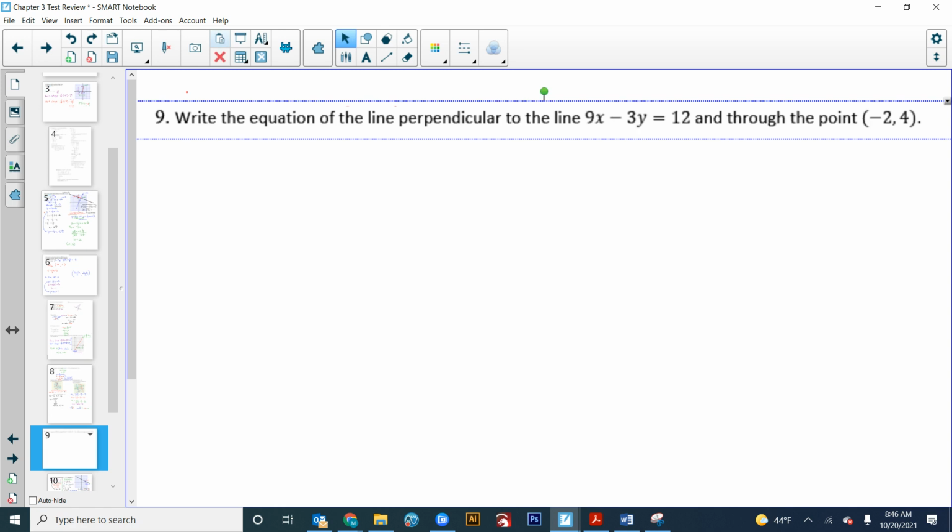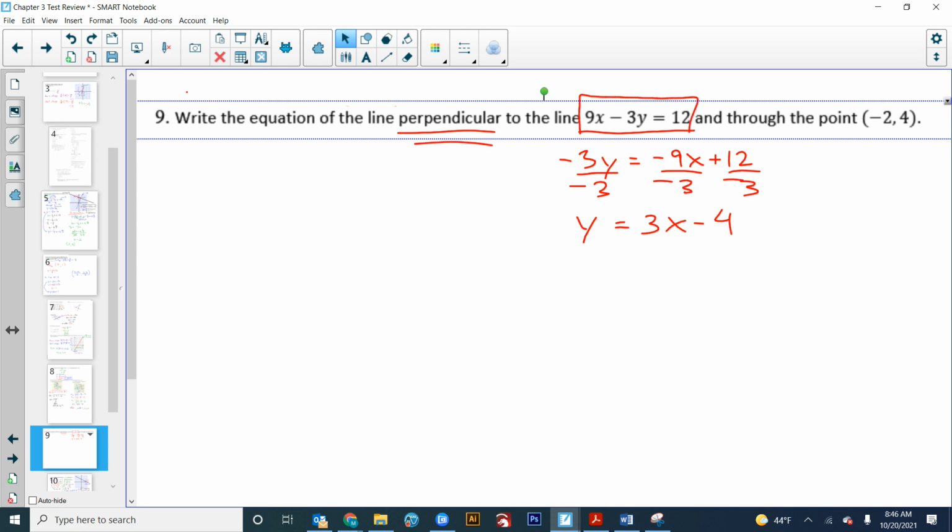All right, write the equation of the line perpendicular. So we're thinking opposite reciprocal slopes. But as you look at this, you should not say, oh, this slope's 9. This is not in slope-intercept form. I have to subtract 9x, divide by -3, and I get y equals 3x minus 4. That's this line right here. I really haven't done any work to get the new line yet, but I can look at this equation and say the slope of this line is 3/1.